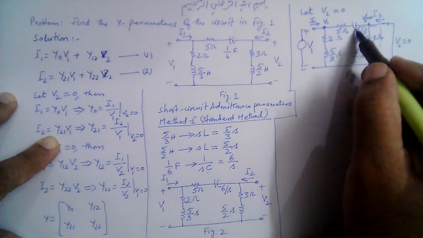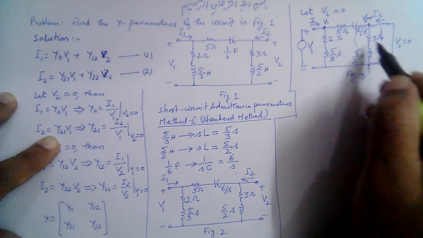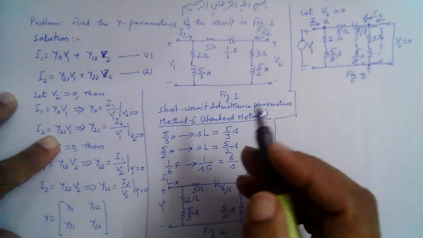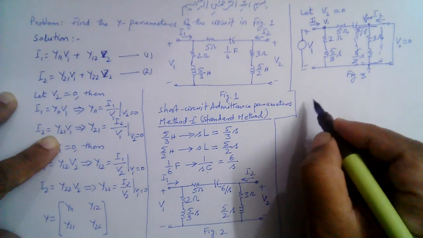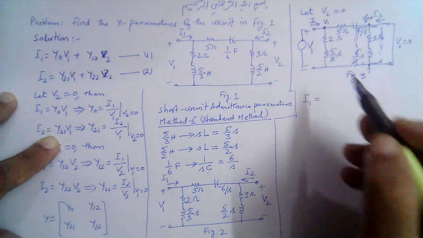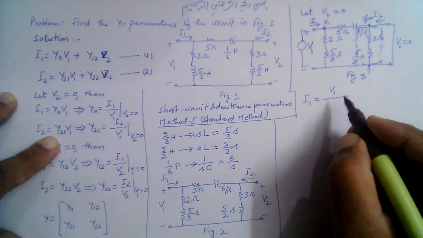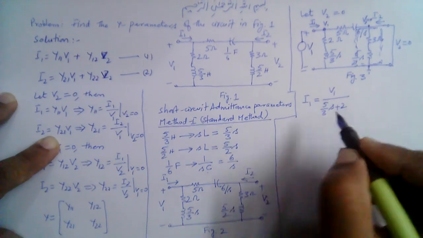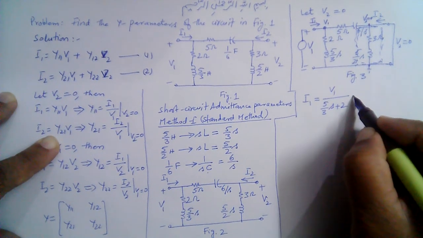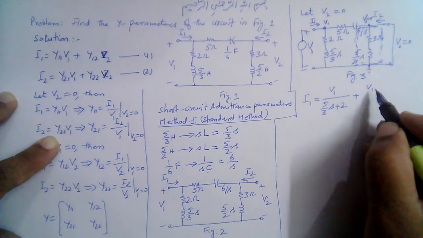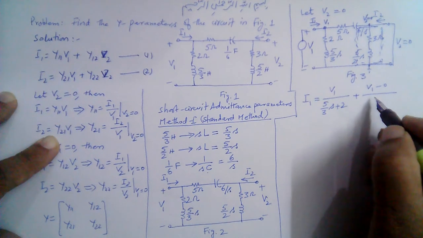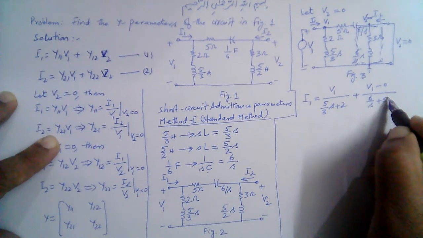Let me just emphasize this by drawing this dotted box here. So this branch is taken out of the circuit because of this short circuit here. So we can write I1 is equal to V1 divided by 5 over 3s plus 2, right? And then this current here will be V1 minus 0 divided by 6 over s plus 5, because this is 0 here, right?